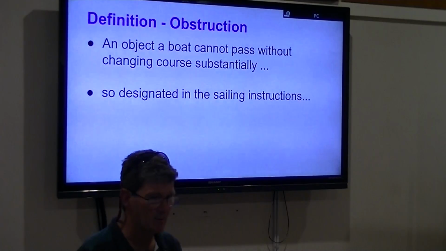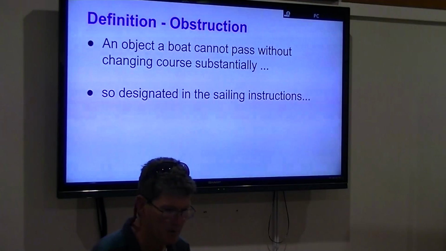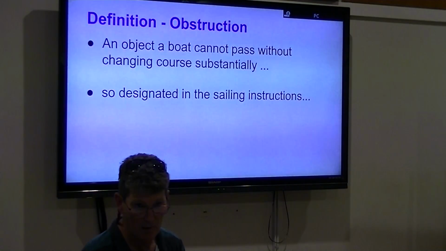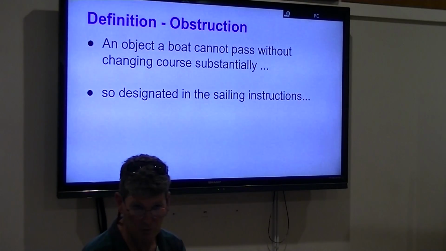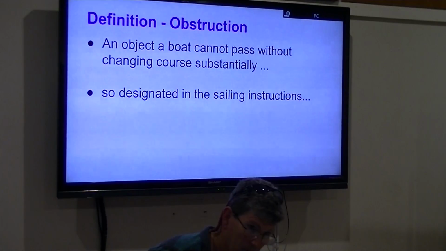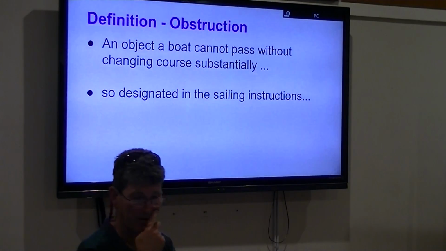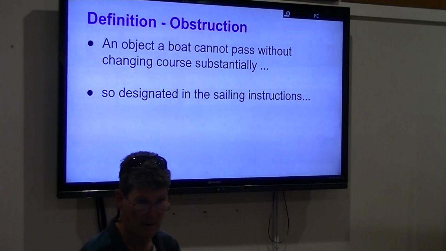Moorings, you're not allowed to sail within the moorings, that's an obstruction. We make a special case of the waters between the Bombora and Dobroyd. That would be an obstruction. We're not allowed to sail in there. Sorry? Ferries and cruise ships? Yeah, ferries and cruise ships, they're obstructions. So anything that we actually call out in the sailing instructions can be an obstruction.